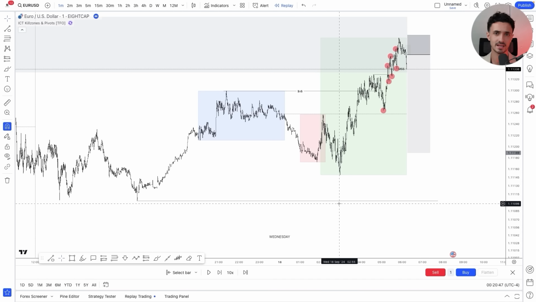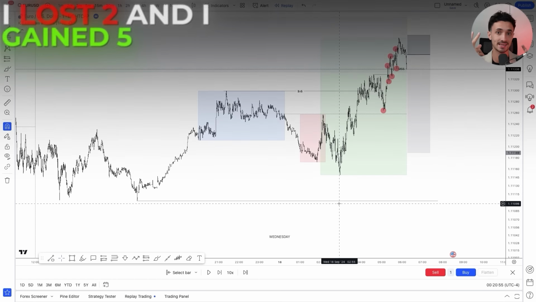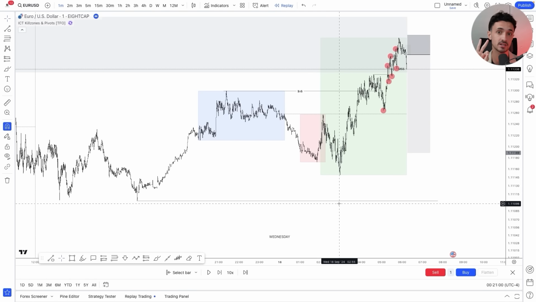So even if I take 3 trades and I lose 2 of those trades and I win 1, then at the minimum I lost 2 and I gained 5. So I gained net 3R, right? 3 times my risk. Let's say I risk $1,000 per trade. If I lose 2 trades, I lose $2,000, and I win 1 trade, I made a minimum of $5,000. Therefore, it's extremely profitable in the long run.